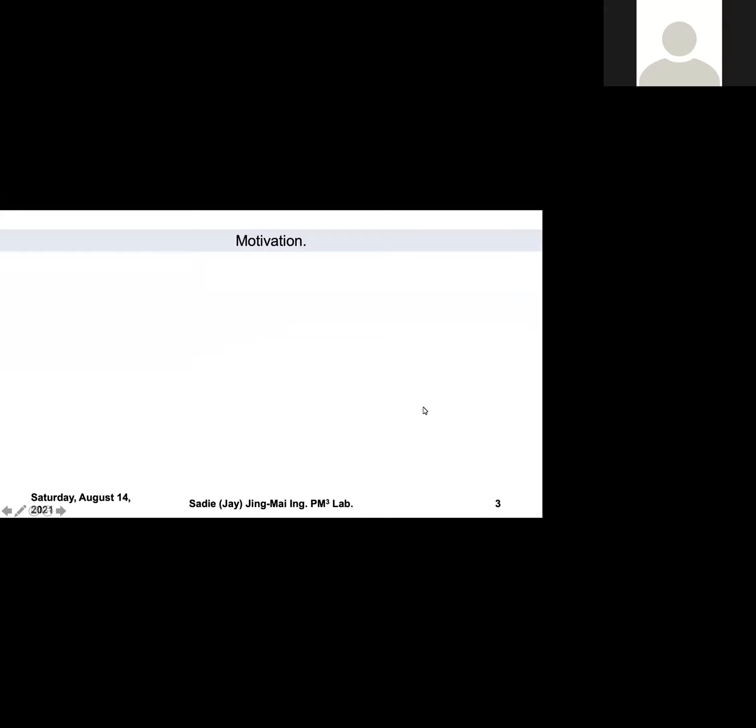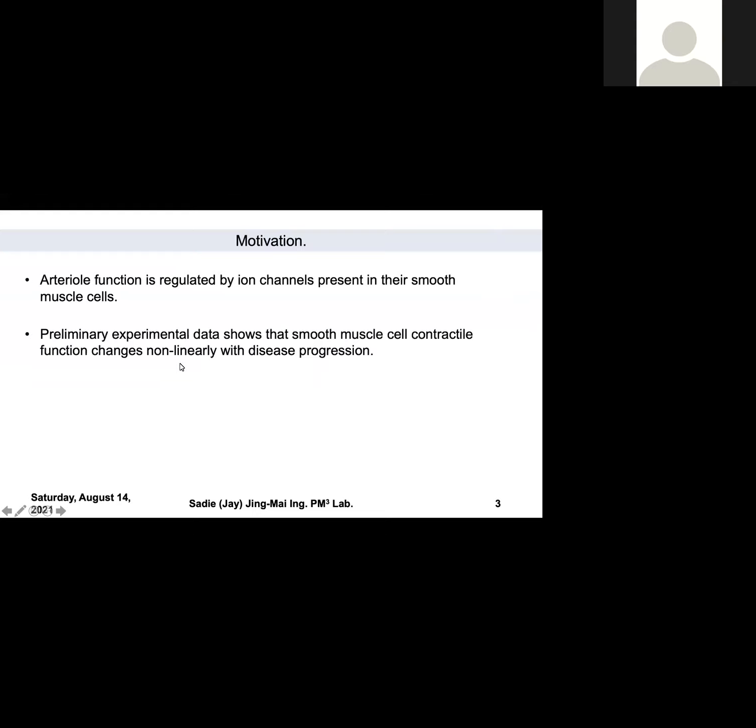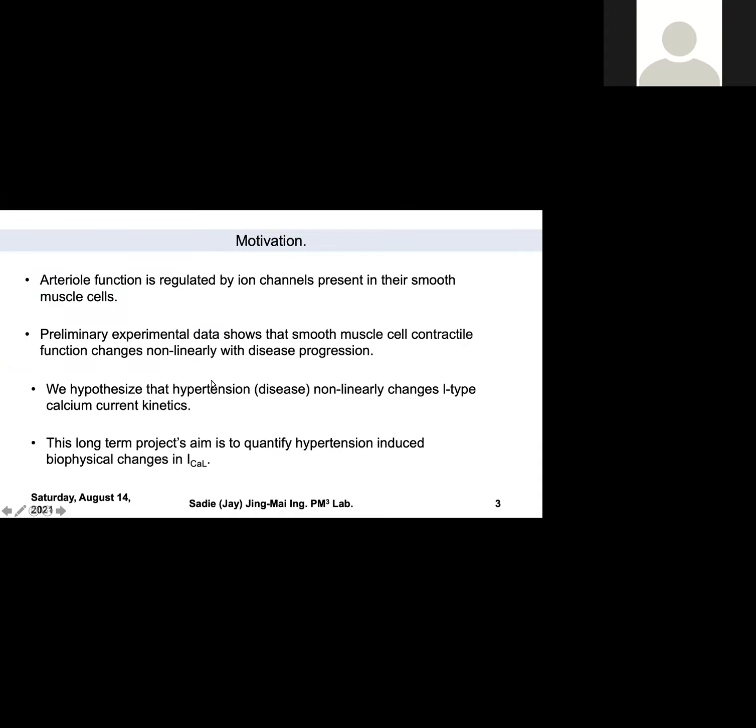So these are our motivations. We already knew that arterial function was regulated by ion channels present in their smooth muscle cells. Additionally, our preliminary experimental data showed that smooth muscle cells' ability to contract changed nonlinearly with disease progression. Based on that, we hypothesized that hypertension nonlinearly changes L-type calcium current kinetics. Therefore, this project's long-term goal is to quantify hypertension-induced biophysical changes in the L-type calcium current.